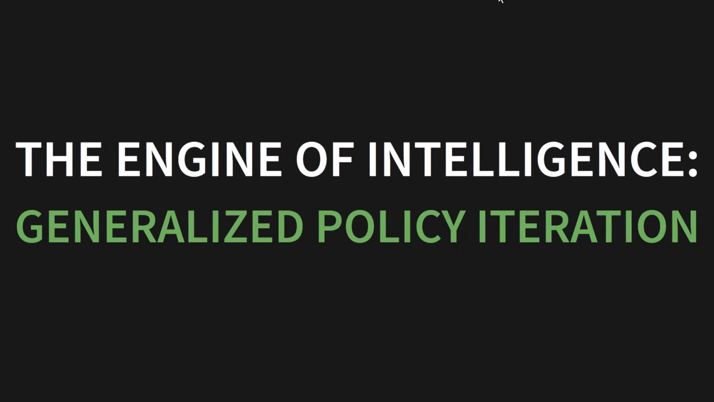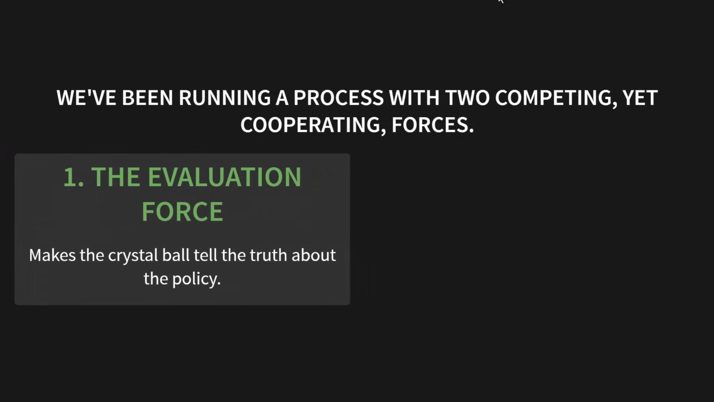Let's zoom out for a second. Forget the specific algorithms. What have we really been doing this whole time? We've been running a process with two competing yet cooperating forces. First, there's the evaluation force. This force looks at our AI's brain, the policy, and it tries to make our crystal ball, the value function, tell the truth about it. It pulls the values to accurately reflect the current strategy.